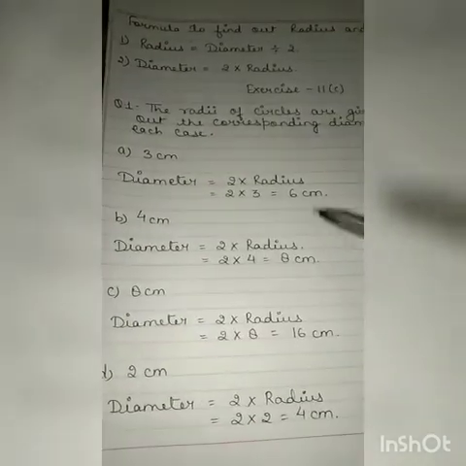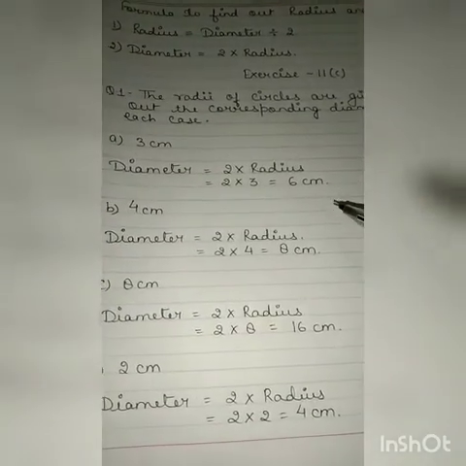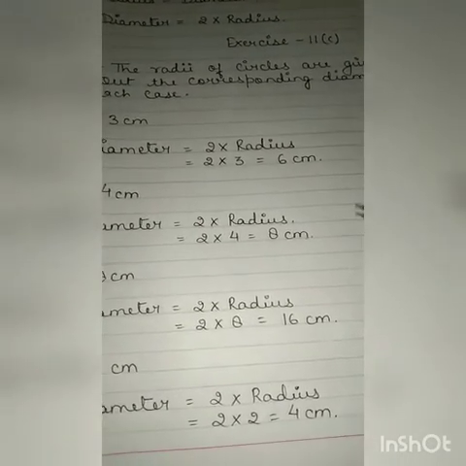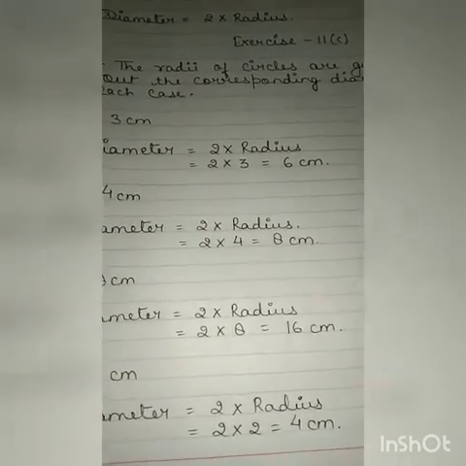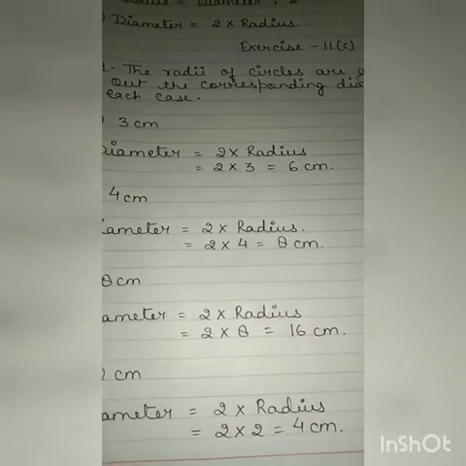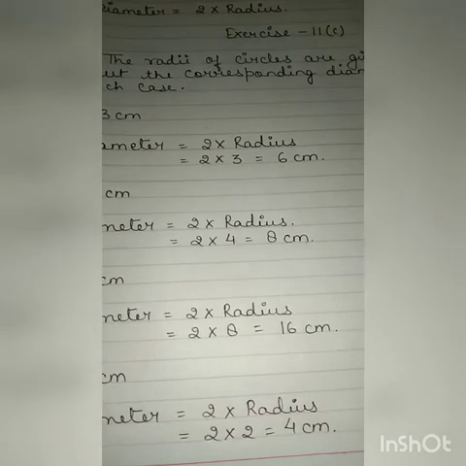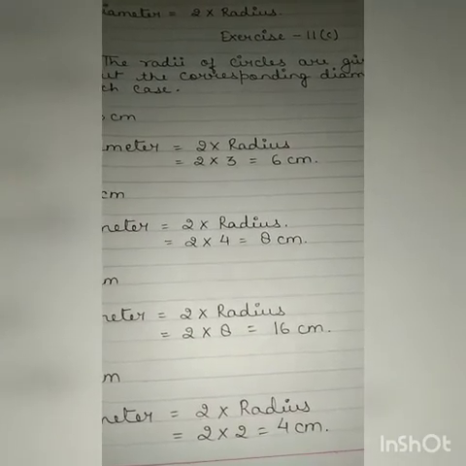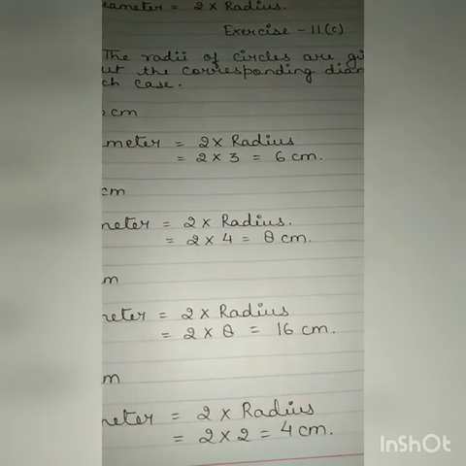So this is question number 1 of exercise 11C. This you have to do in your classwork copy as your classwork. And your today's homework is, you will write the table of 17 and 18 in your classwork copy. Once again I am repeating your homework. You will write the tables of 17 and 18 in your classwork copy, and learn it very clearly, properly.